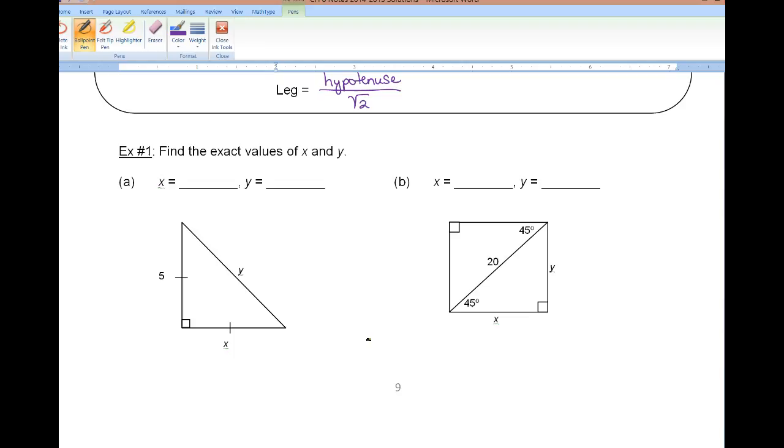Okay, why is it square root of 2? When we do Pythagorean theorem, notice the 2 legs, A and B, are always going to be the same. So imagine that you don't have A and B. It's A and A, right? So think about it in terms of this. What do we know? We know that A squared plus A squared is equal to C squared.